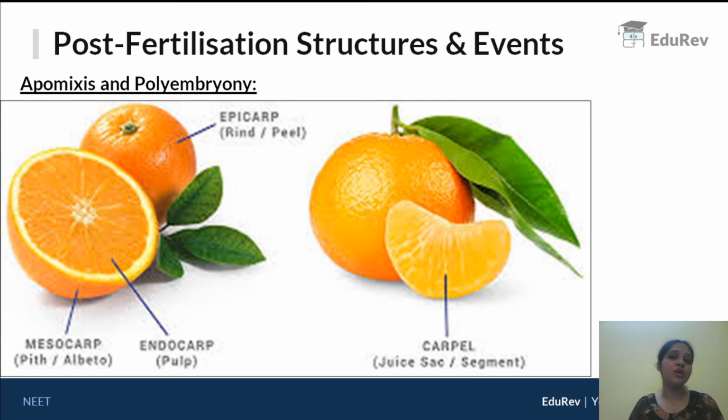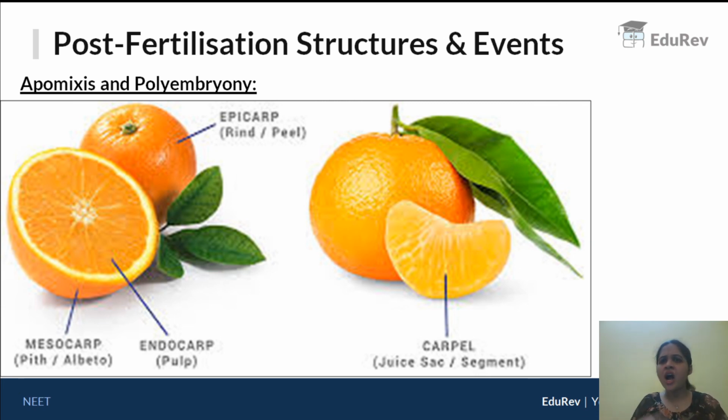Now coming to the last concept of this chapter, apomixis and polyembryony. I'm quite sure all of you have seen citrus fruit. For example, you have lemon, lime, oranges, or sweet limes. So you have different types of citrus fruit. When you take each segment of the citrus fruit, each segment represents a carpel, in other words, one particular ovary. However, inside it you will find a huge number of seeds.